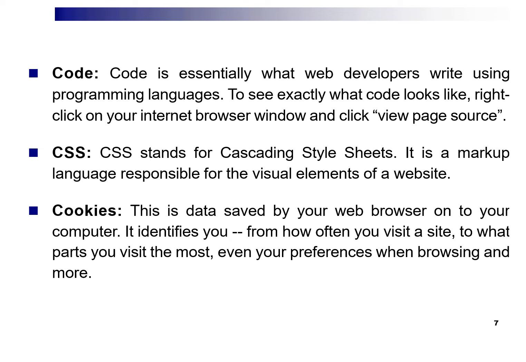Code is essentially what web developers write using programming languages. To see exactly what code looks like, right-click on your internet browser window and click View Page Source. CSS is a markup language responsible for the visual elements of a website. CSS stands for Cascading Style Sheets.